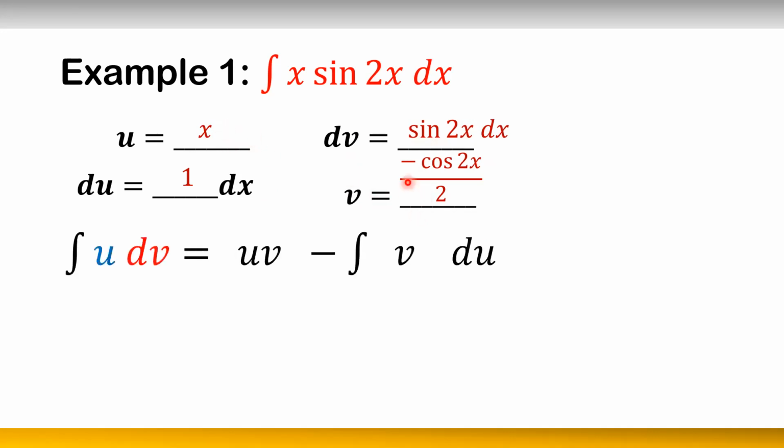Yan. uv will be what? Ano yung uv natin? It's the product of these two. Yan, lagay natin siya dito sa baba. Negative x, inayos lang natin. Negative x cosine 2x all over 2. Okay? Tapos yung second naman natin na term, ano yung VDU?